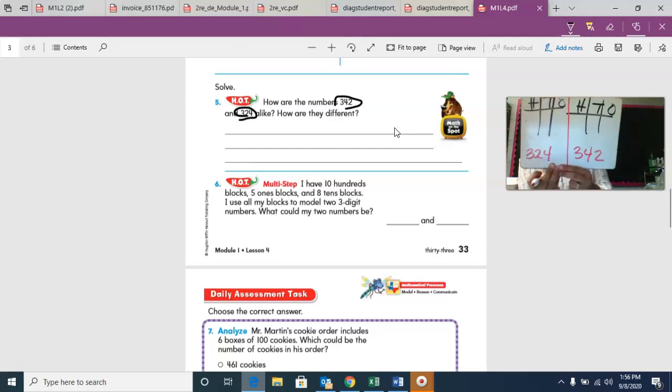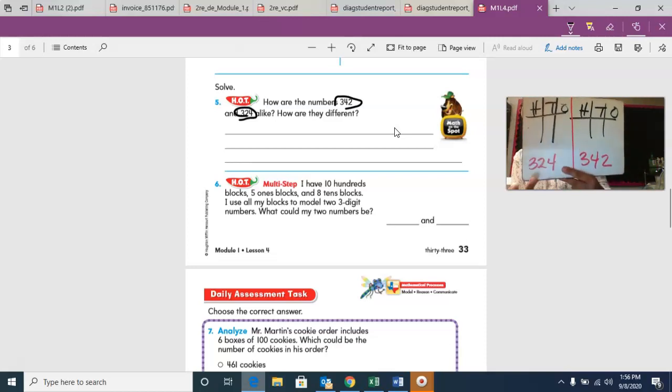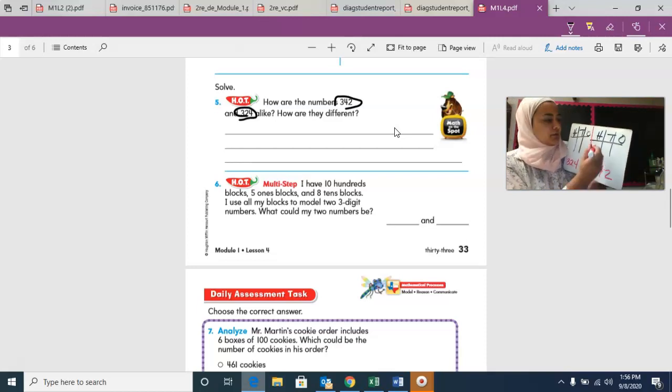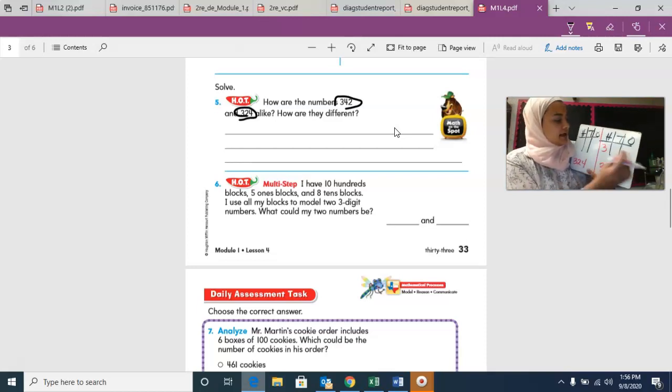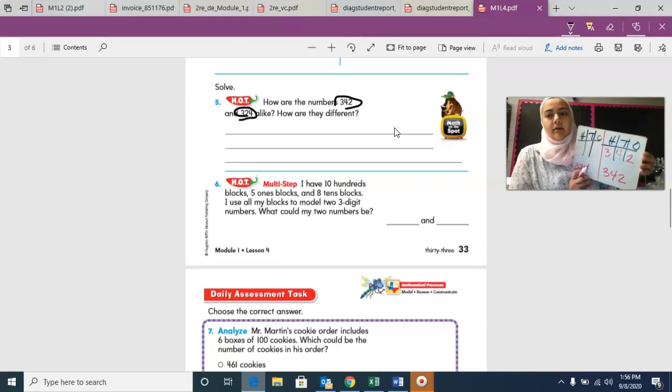So all I did is draw my ones, tens, hundreds. You need to write this down on your paper, okay? And then you plug them in. Well, how many hundreds are in 342? We have 3 hundreds, we have 4 tens, we have 2 ones, right?